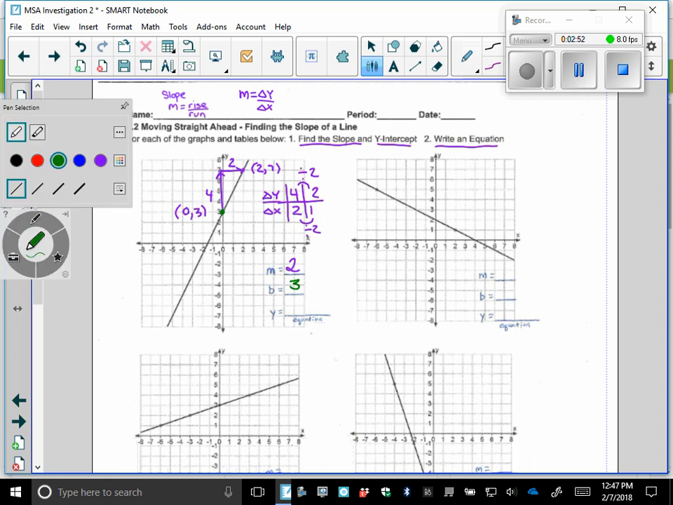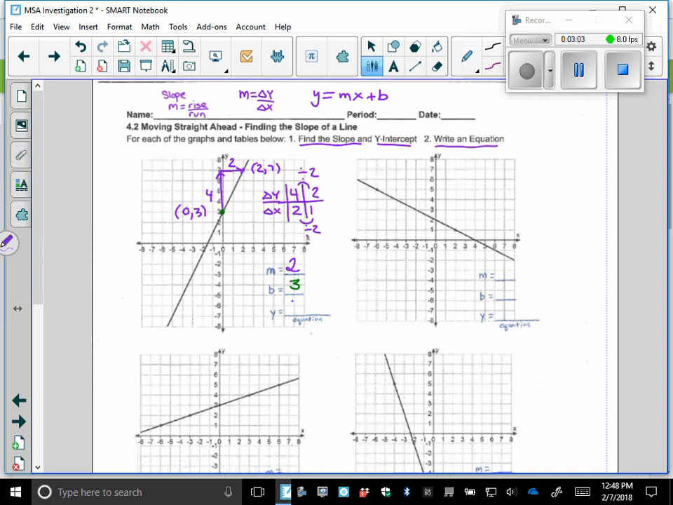Another thing to add to our notes is that the equation of a line is in the form y equals mx plus b. So now we can say y equals m, which is 2, times x plus 3. Call that problem 1, and we'll look at this as problem 2.